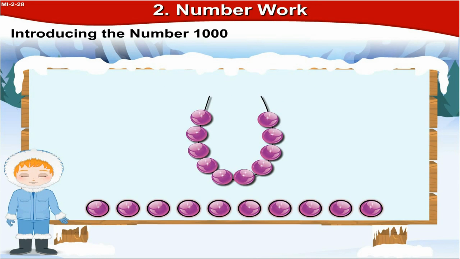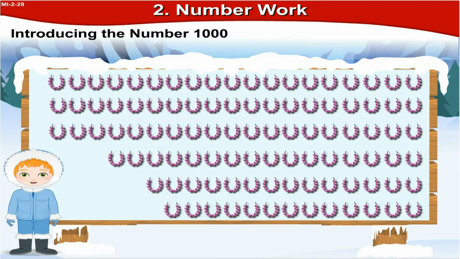10 beads in one string. Then 1000 beads in 100 such strings. Hence, 100 tens also make 1000.